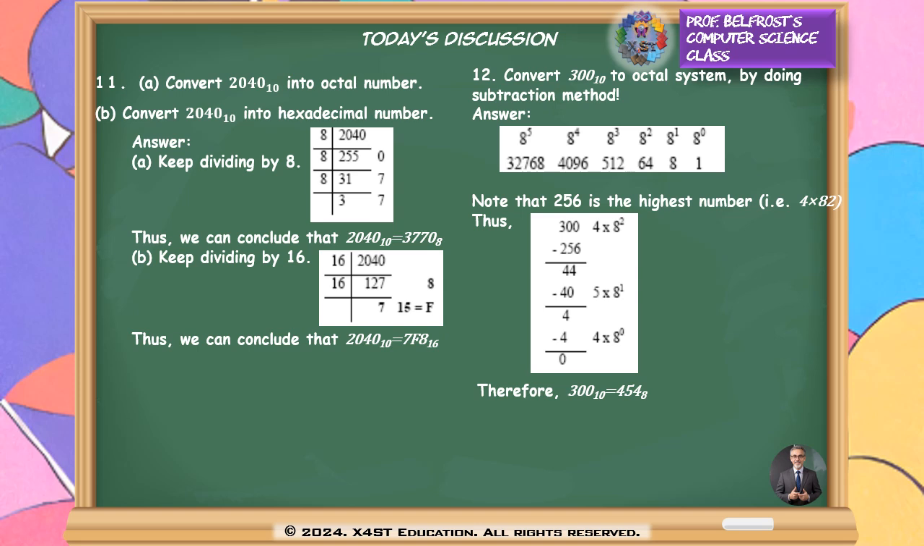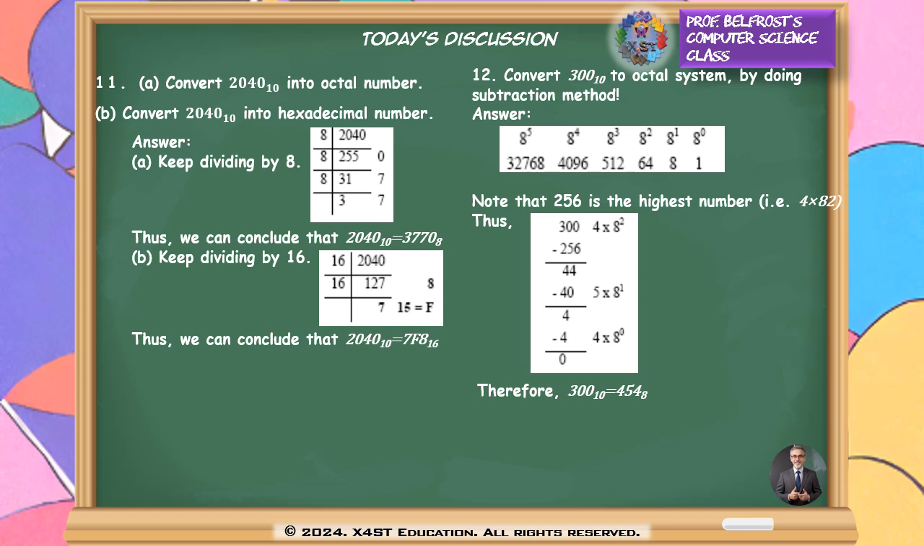Okay, we know that 8 raised to the power of 0 is 1, 8 raised to the power of 1 is 8, 8 raised to the power of 2 is 64, still far. Okay, 8 raised to the power of 3 is 512. That already exceeds what we want, right? So we must lower our concentration. So it is 8 raised to the power of 2.